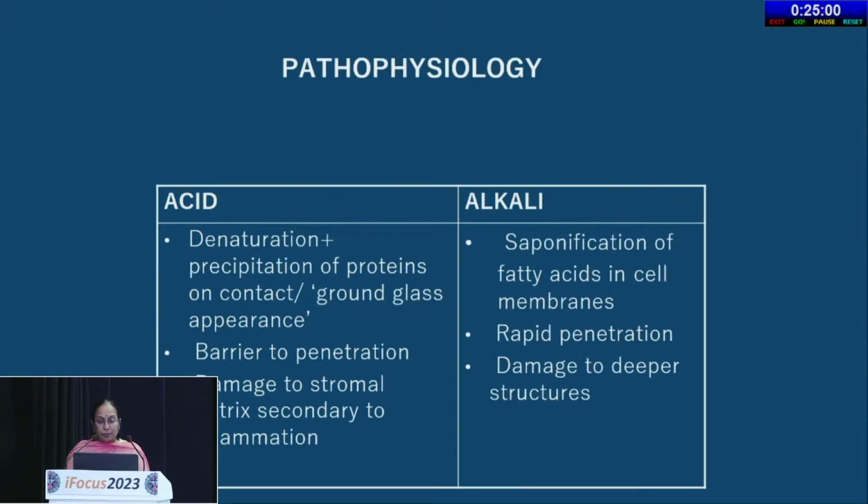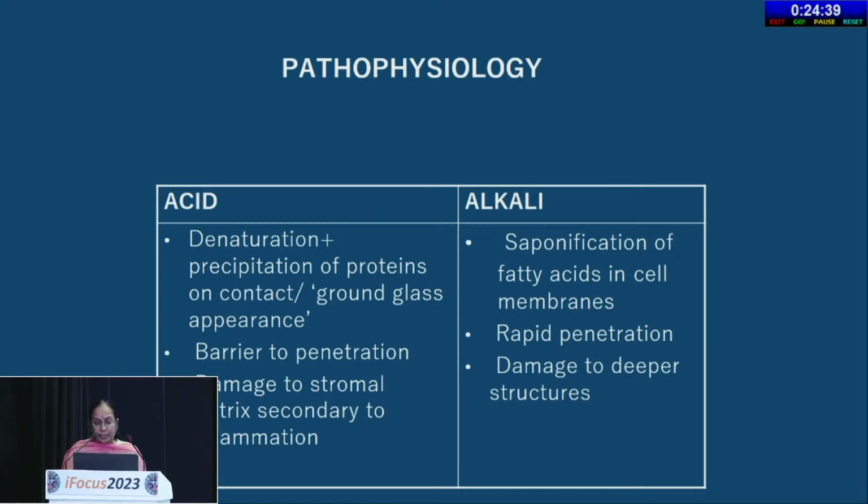Right. Now the pathophysiology. How does the acid affect? Acid causes denaturation and precipitation of proteins on contact, causes a ground glass appearance. There is a barrier to further penetration, and there is damage to the stromal matrix. But if it is a very severe acid like hydrofluoric acid, it can still penetrate. It can be as bad as alkali.